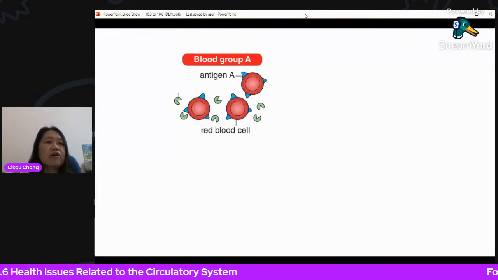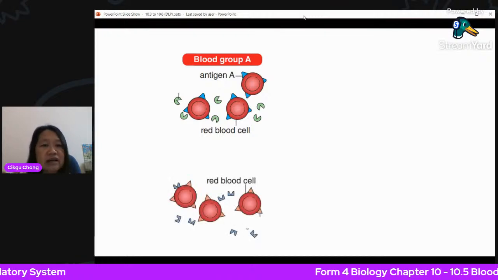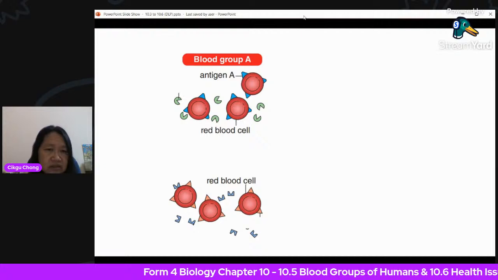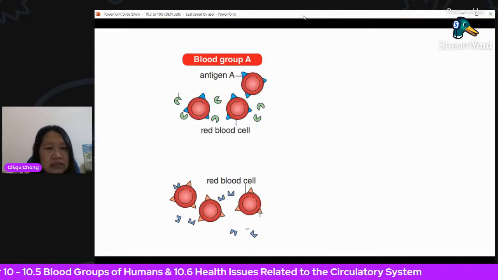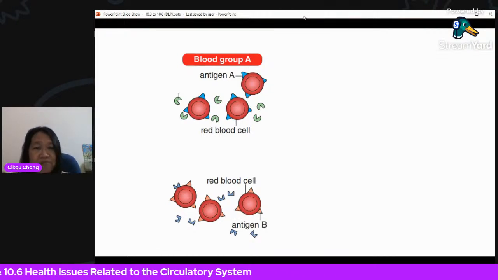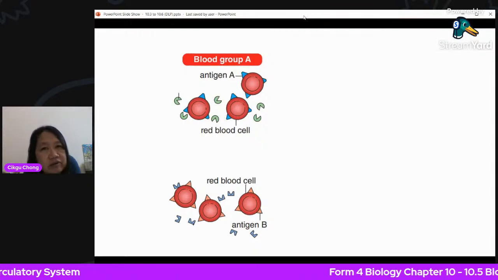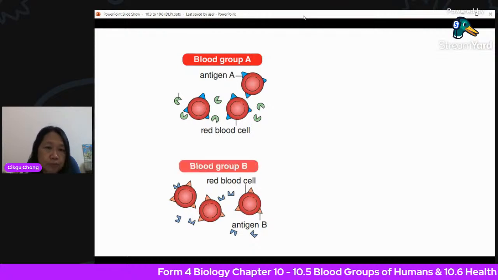There's another type of antigen, so they just call it antigen B. Let's look at this. Let's say I represent it with a triangle. That triangle is a bit sharp, whereas for antigen A, the triangle is a bit blunt at the top. We call this antigen B, because it's a different type, so give it a different name. So this person who has antigen B on the surface of the red blood cell is known to have B blood group.